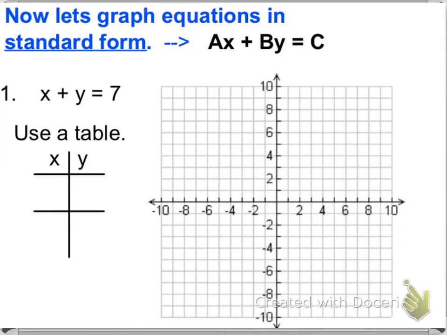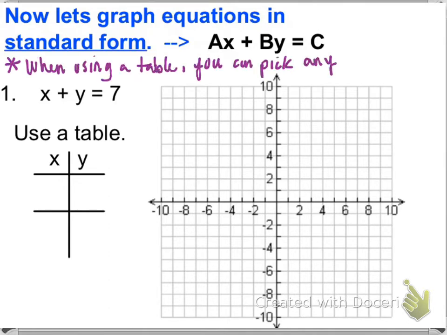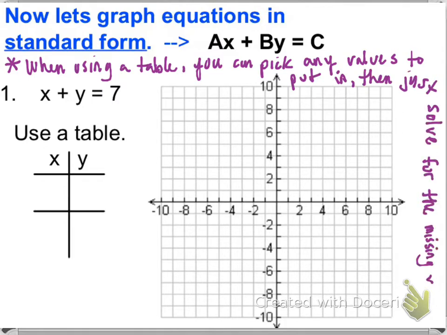All right, now we're going to talk about graphing in standard form. So recall that when you're using a table, you can pick any value you want for the x or the y, and then just solve for the other one. So we're going to specifically pick intercept values, which means that we're going to use 0 for x and y and solve each. So this is actually like two problems here.